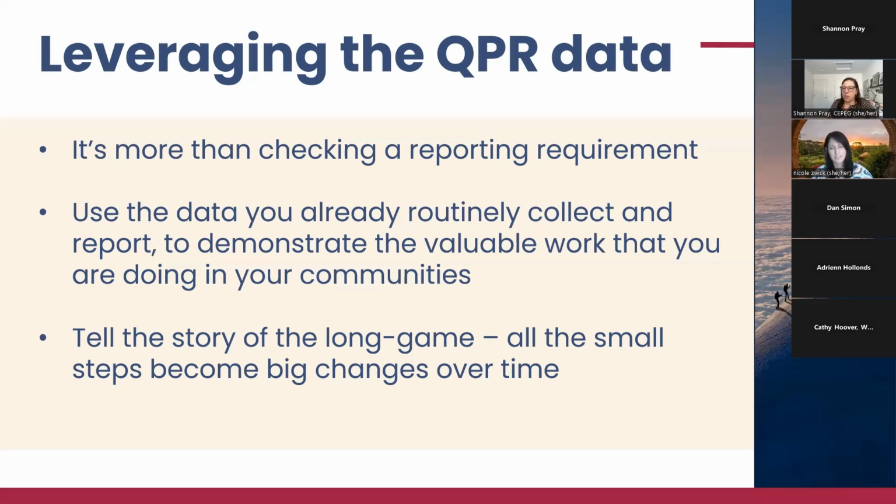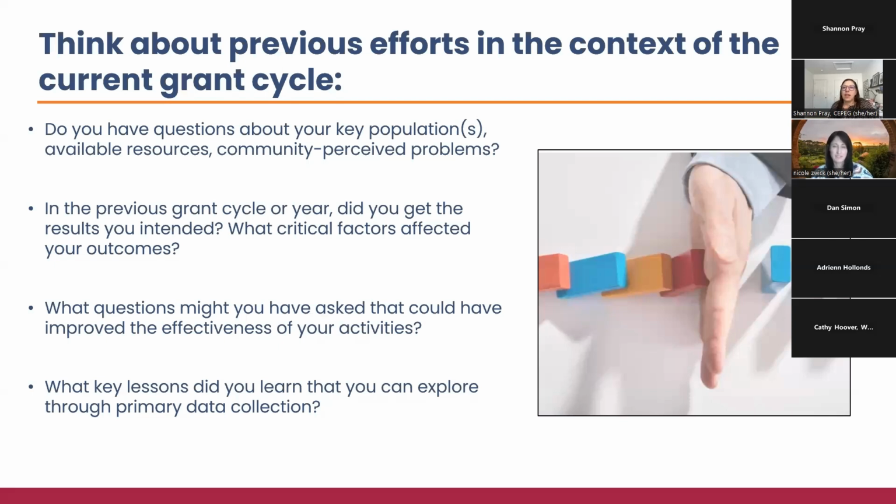And then I have a couple more little things to say. Okay. So, thinking about your previous efforts in the context of the current grant cycle, do you have additional information about key populations and other resources, and community perceived problems? You can always add those in. This can also be where you start your qualitative analysis, where you are going to start from. In the previous grant cycle or year, did you get the results you intended? Again, with the lessons learned, what pieces affected that outcome positively or negatively? What are you going to change going forward?